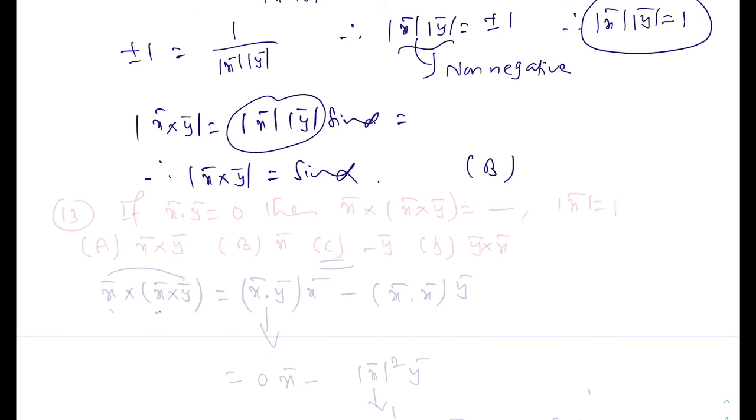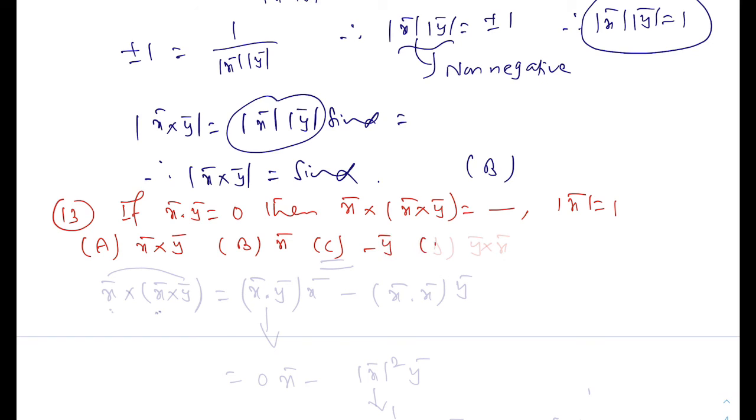Next, if x dot y is 0, then x cross y cross x is blank, where magnitude x is 1. Options are x cross y, x minus y, and y cross x.